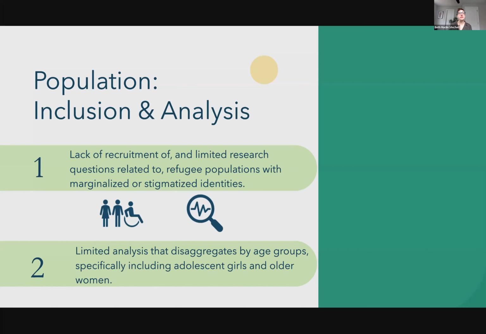And so the basis for today's discussion is the populations gap related to inclusion and analysis. The first gap we identified is a lack of recruitment of and limited research questions related to refugee populations with marginalized or stigmatized identities, such as survivors of GBV, people with disabilities, LGBTQ plus individuals, and sex workers. And in our review, we found barely more than 5 publications for each of these groups that noted their explicit inclusion.